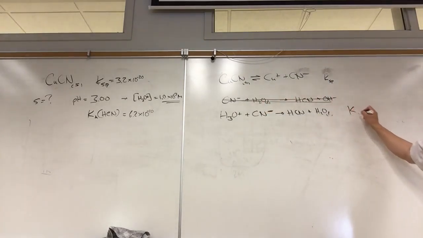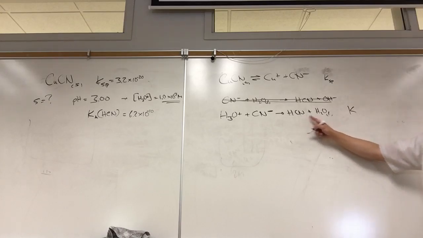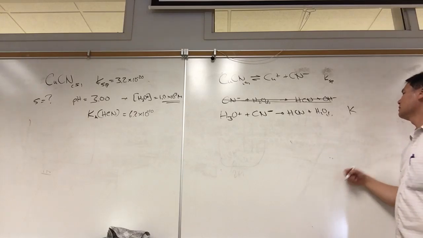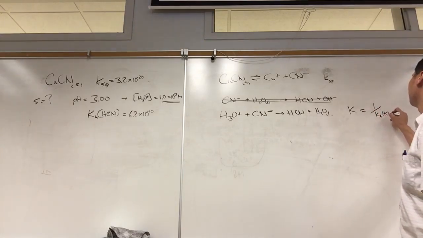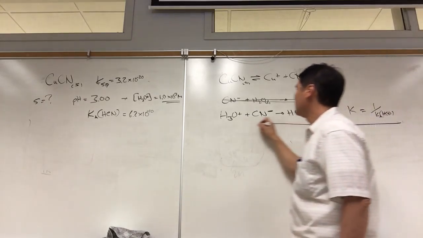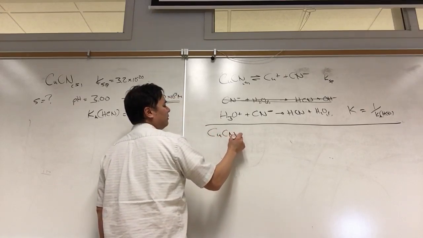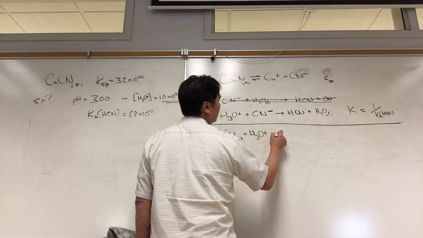If you look at this equation going backwards, it's acid plus water gives us hydronium and conjugate base. So acid plus water, and so that's a Ka equation. So this is 1 over Ka for HCN. This is the Ksp. If we add up these two equations, then we can see directly how the solubility is going to be impacted by hydronium ion concentration.